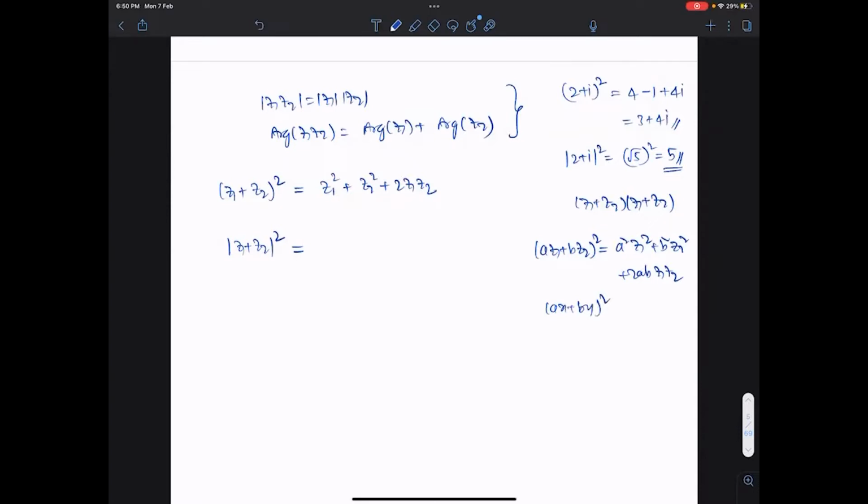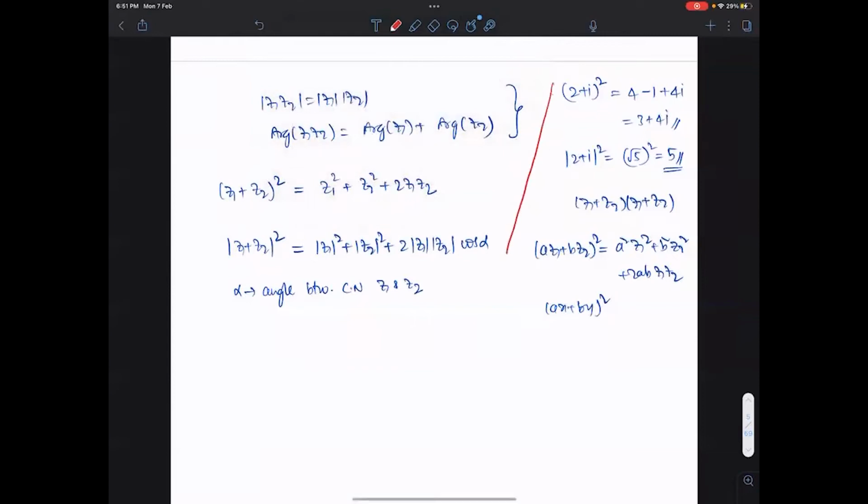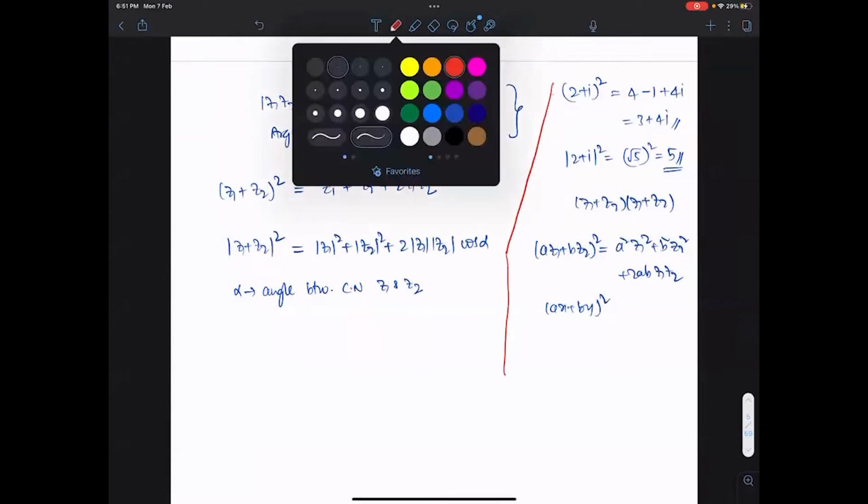When modulus is involved, the formula will be mod z1 square plus mod z2 square plus 2 times mod z1 into mod z2 into cos of alpha. What is alpha? Alpha is the angle between the complex numbers z1 and z2. You may ask, sir, what is the angle between complex numbers, because a complex number is a number? We'll come to that later.